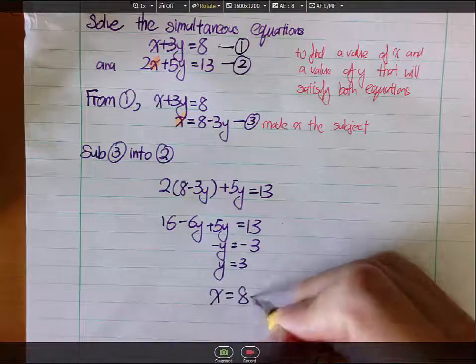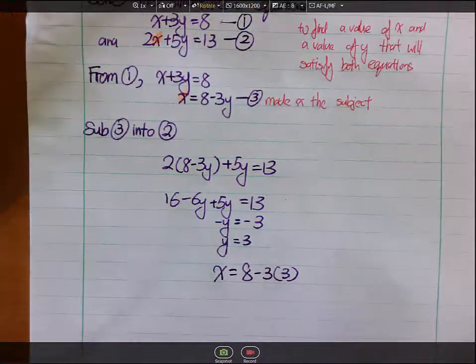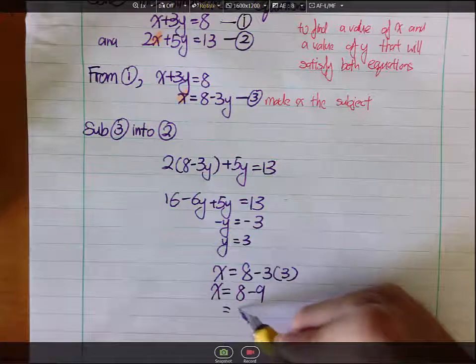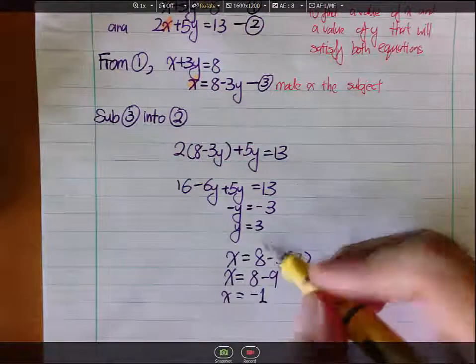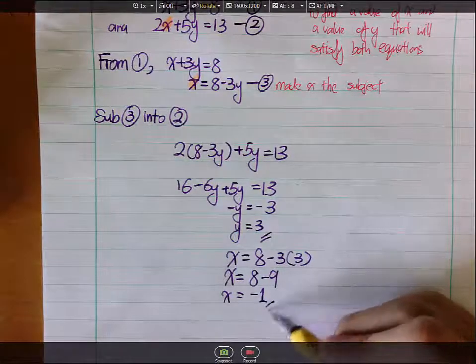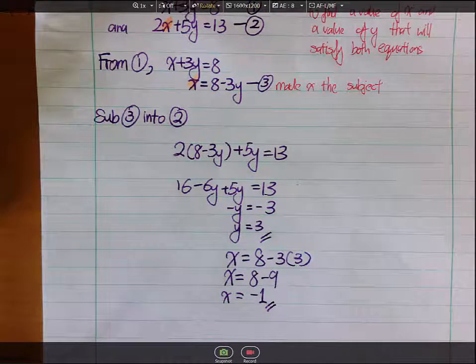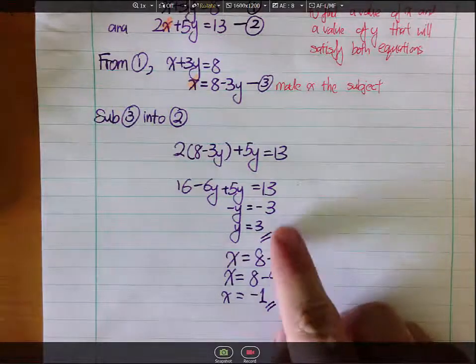x equals 8 minus 3 times y, which is 3. So x is equal to 8 minus 9, x equals negative 1. So therefore my solution is when y equals 3, x equals negative 1. And you have solved this problem. So x is negative 1, y is equal to 3.